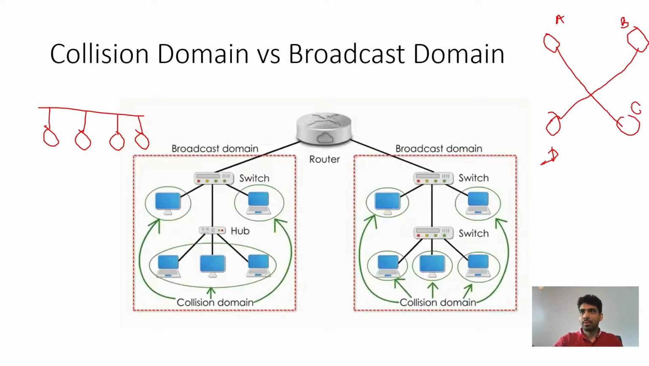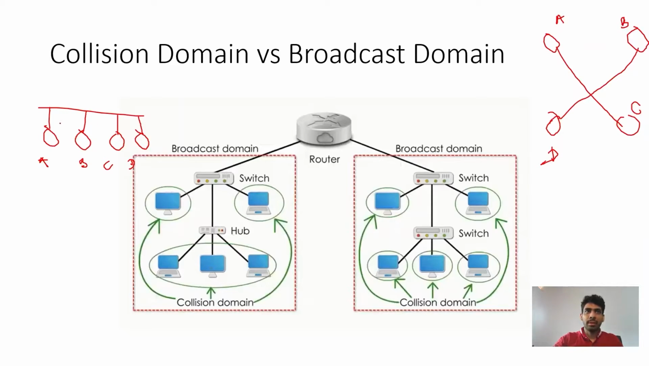If A wants to send something to C, even B and D will get the same data, because all of the 4 devices are connected to the same network. At the same time, if B wants to send something to D, it's not possible because A and C are using the medium for their communication.